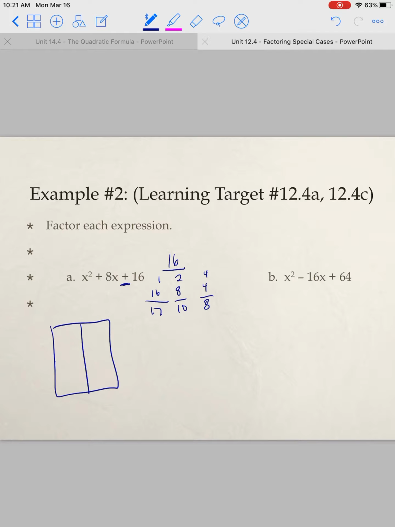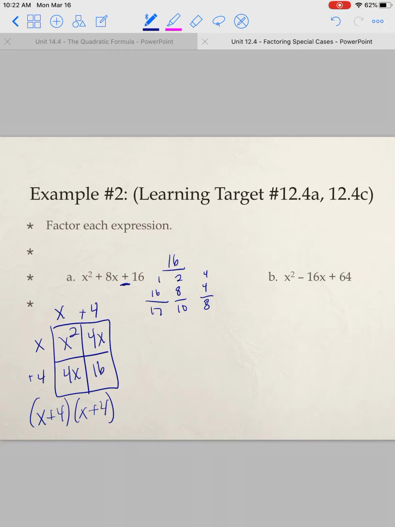I can draw my box. It's going to be x squared, 16, 4x, and 4x. Greatest common factors. I'm going to start moving through this greatest common factor stuff pretty quickly because I think you know our pattern here. Okay, I'd have x and 4, x and 4. That's x plus 4 times x plus 4.